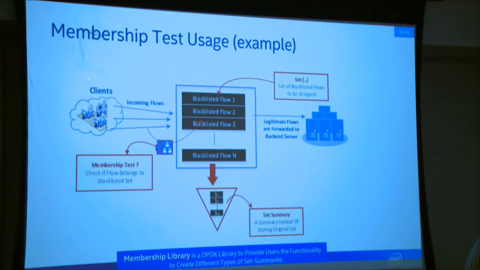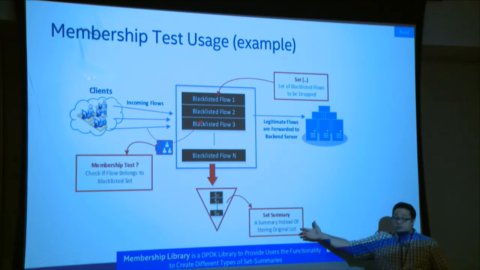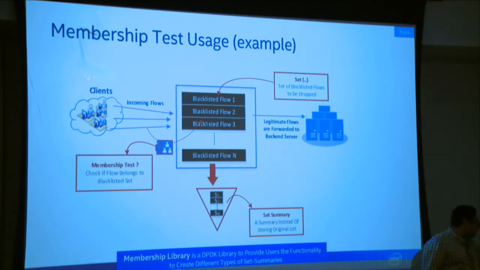So the membership library, as I said, is a new library in DPDK 17.11. And the idea here is it provides different modes or different types of set summaries based on the application needs. So each application writer can go and instantiate a new set summary based on his or her needs.